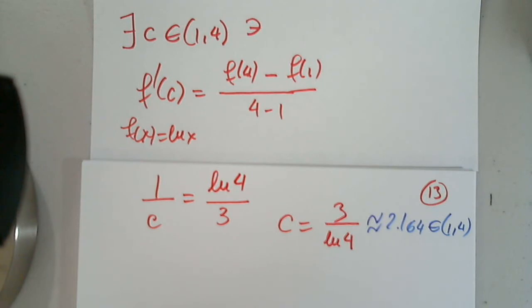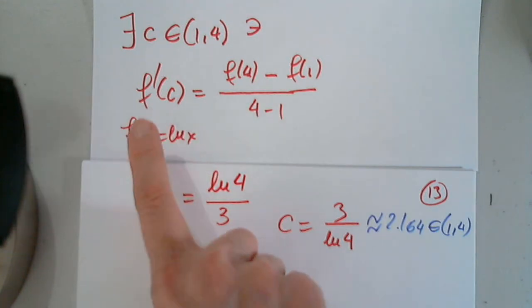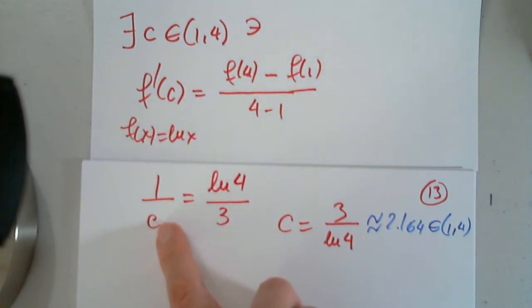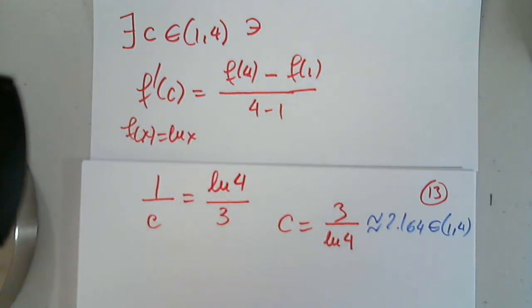Any questions? Where did we get the 1 over c? The derivative of the function is 1 over x, but I need 1 over c. So f prime of c is 1 over c. Okay, I get it. Better?